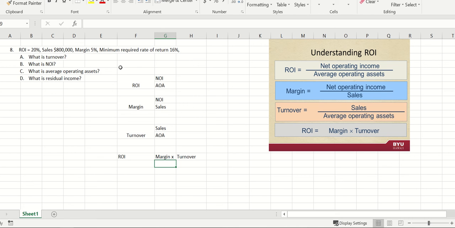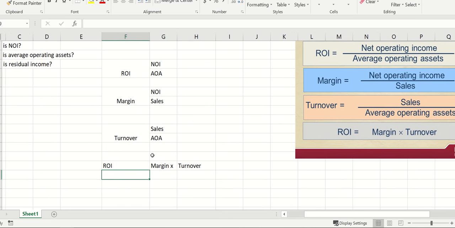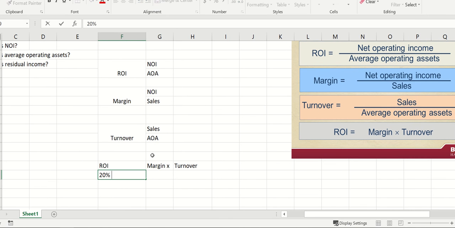Aloha class. So now we are on problem 8, and they've given us ROI, sales, margin, and minimum required rate of return. They're asking for what is turnover. So we should probably start with this bottom formula. ROI equals 20% or 0.2, and then margin was 5% or 0.05, and then turnover we don't know.